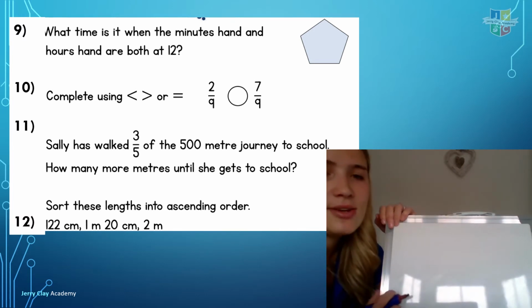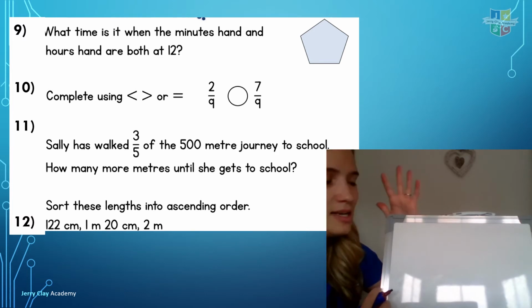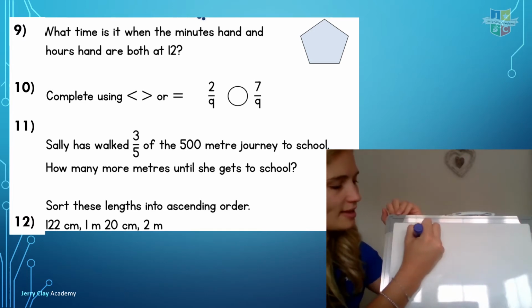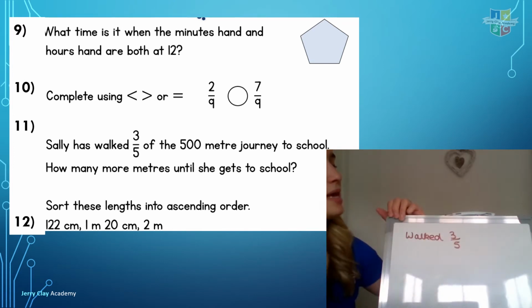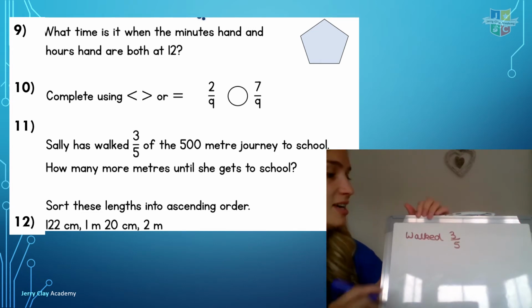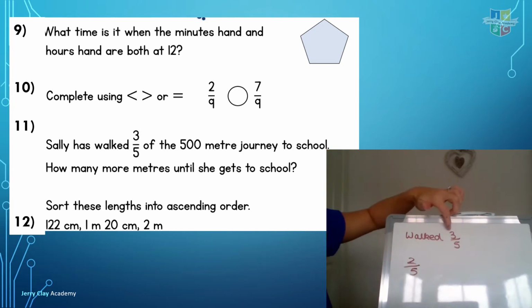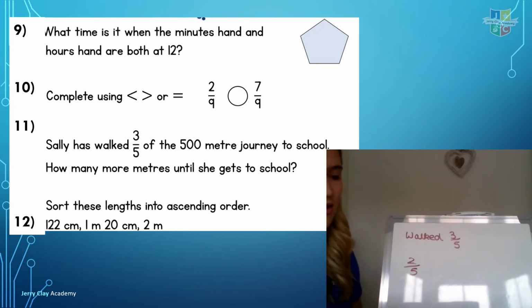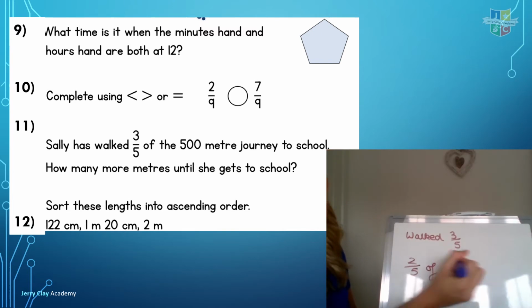For number 11, so it says Sally has walked 3/5, and we want to know how many more metres. So if she's walked 3/5, in order to have walked her full amount, we would need to walk 5/5. So she's got 2/5 to still walk, because 3 add 2 would be 5, and that would be her full distance. So we could do 2/5 of 500.